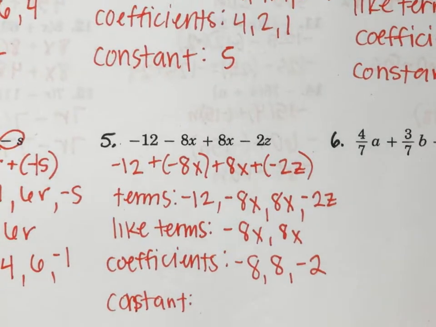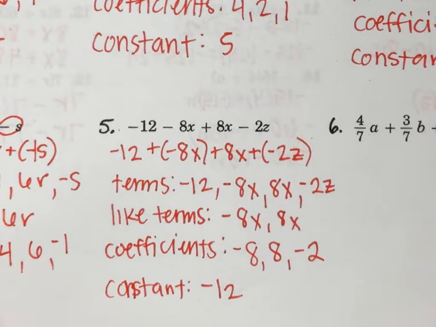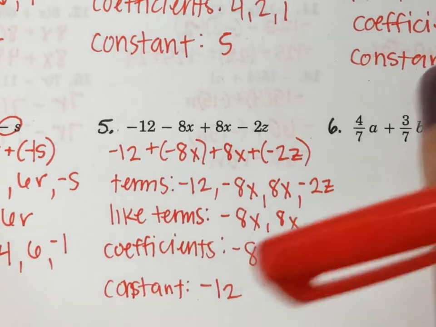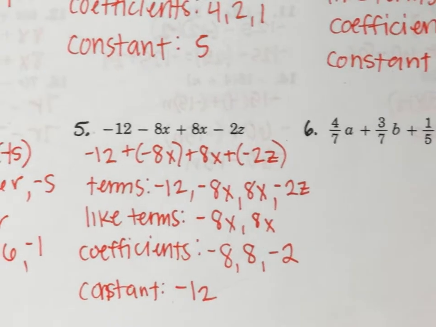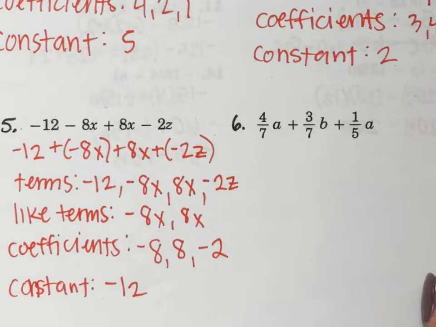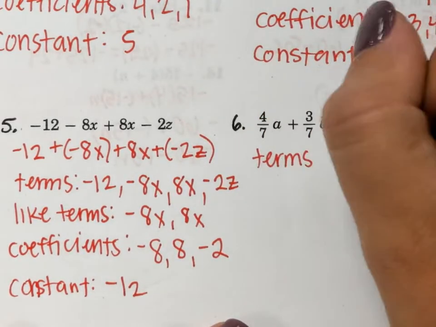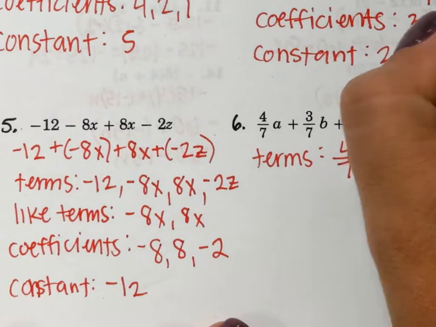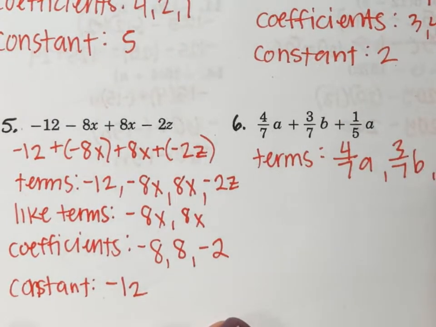So I have a constant, negative 12. Number 6, I have fractions, but it doesn't change anything. I'm already at an addition problem, so I don't have to change it. So my terms are 4/7 A, 3/7 B, and 1/5 A.